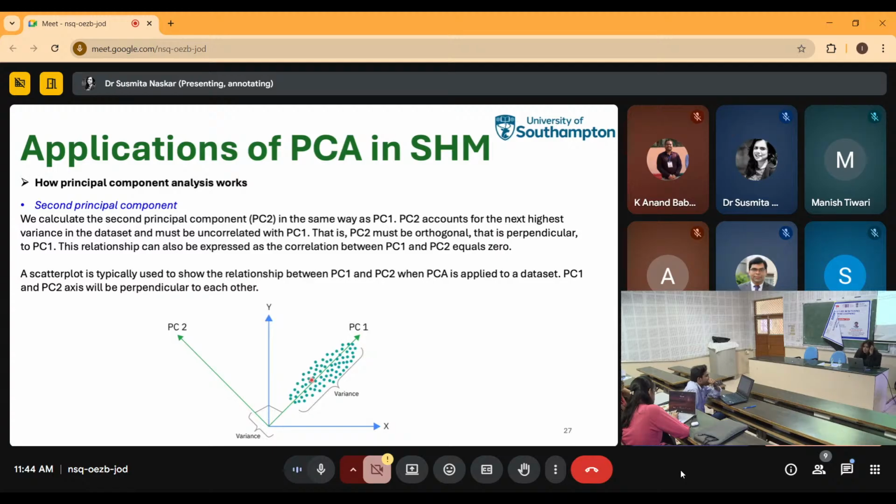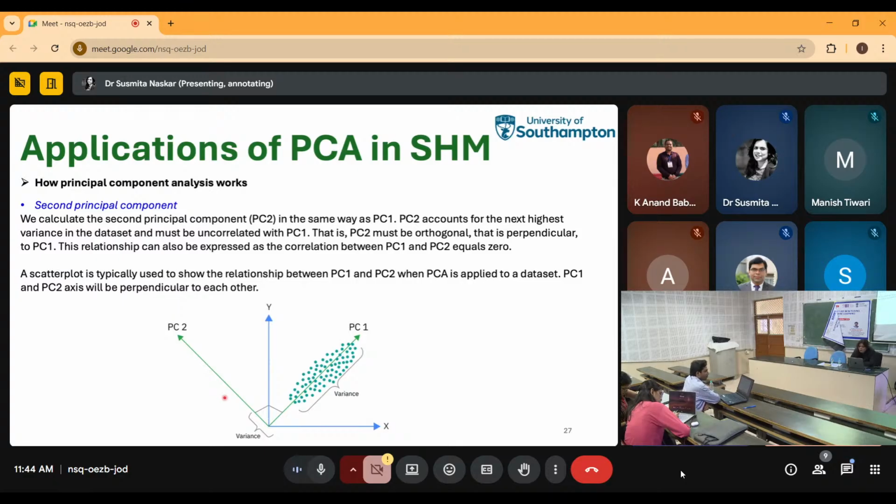And what is PC2? That means the second principal component. We calculate the second principal component, PC2, in the same way we calculate PC1. That means PC2 accounts for the next highest variance in the data set and must be uncorrelated with PC1. You can see this is how we put it. So PC2 must be orthogonal, right? That is, perpendicular to PC1. That's how we draw it, right? And the relationship can also be expressed as the correlation between PC1 and PC2 equals 0, right? So as before, each sample has a PC2 score, and each of the original values has a PC2 loading.